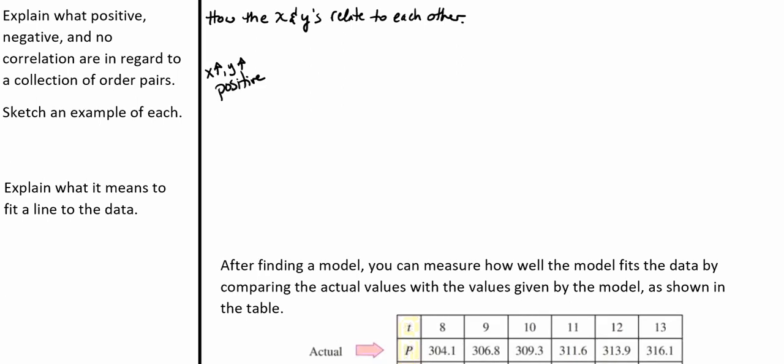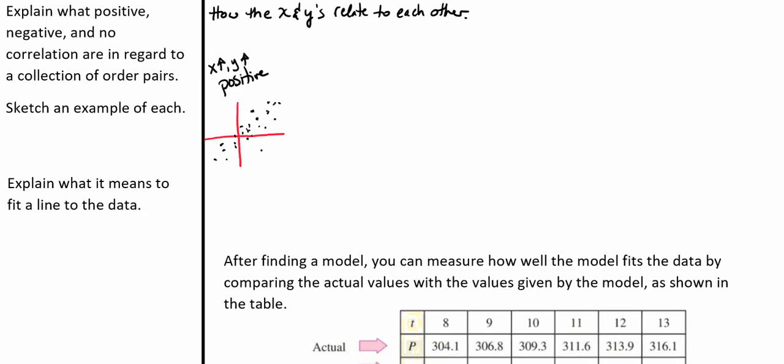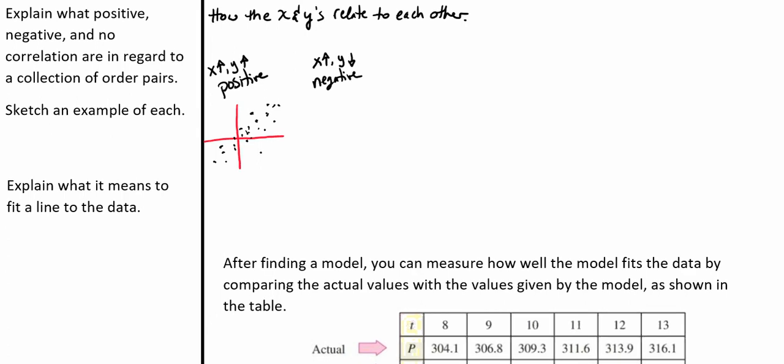So the first type is when x increases and y increases, and that's going to be a positive correlation. Here we can see an example of that. We have all of these points that are increasing. As x is getting bigger, y is getting bigger, and they look like they're going up in a positive sloping trend.